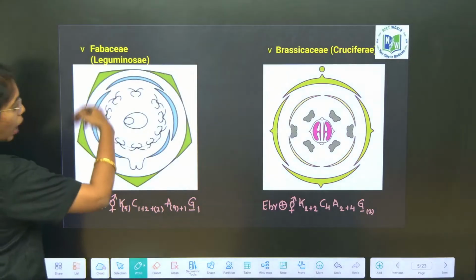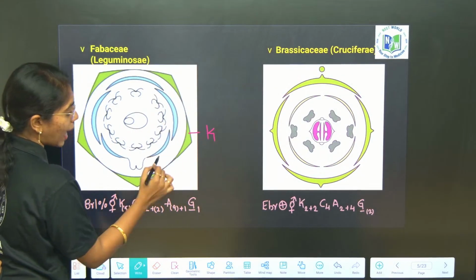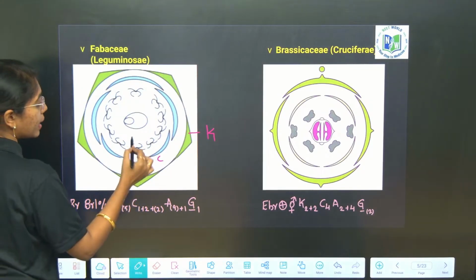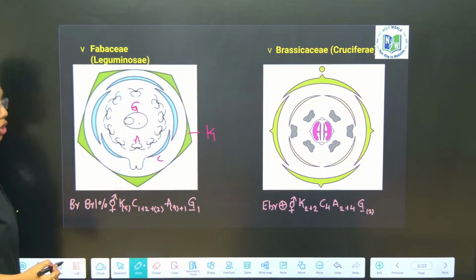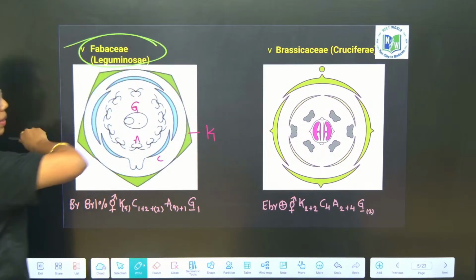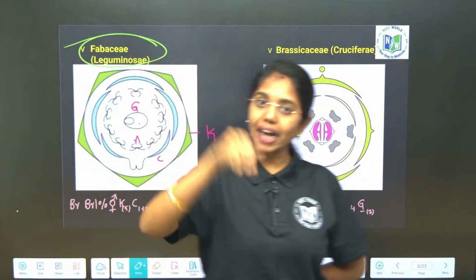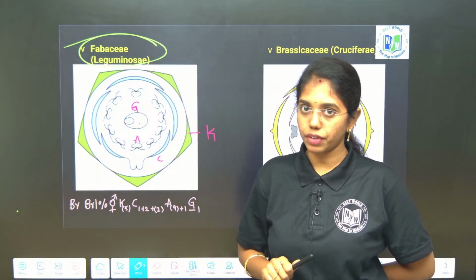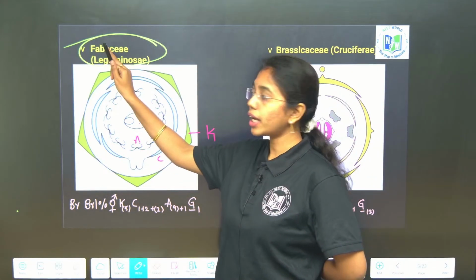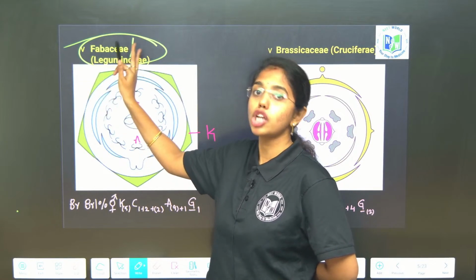See here, beta, the outer whorl indicates calyx. The next whorl to calyx is corolla, and then it indicates androecium. This one will indicate gynoecium. If you look at the Fabaceae family, which was previously kept as Papilionoideae, a subfamily under Leguminosae in the Bentham and Hooker classification. As of now, we will learn it under Fabaceae, where we will use Leguminosae as a synonym.